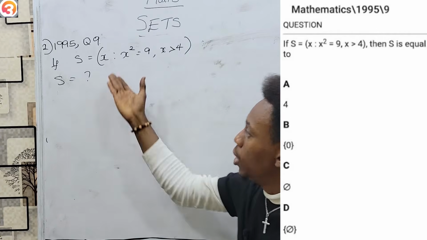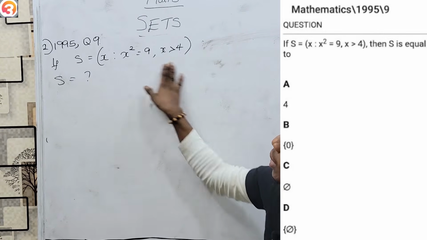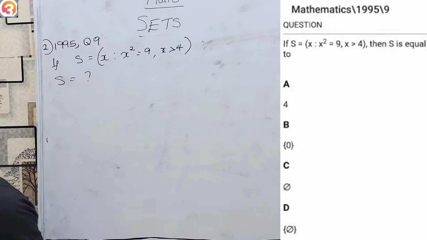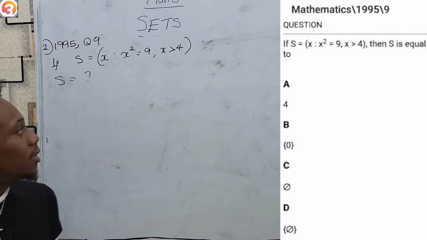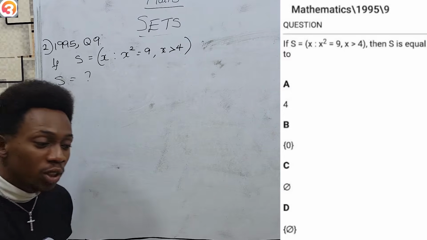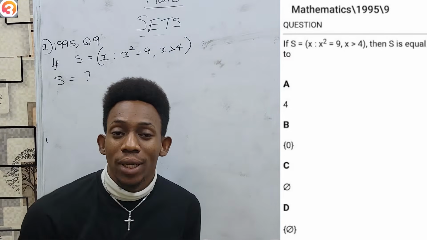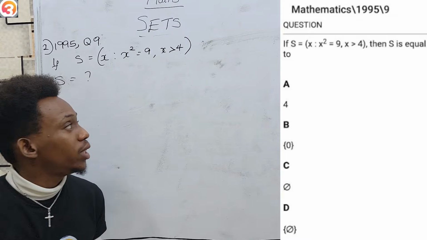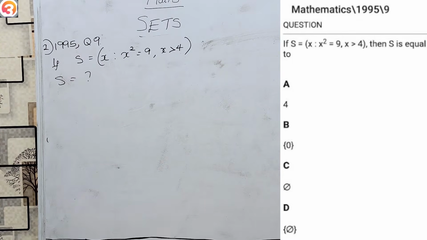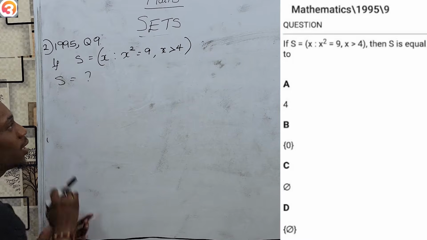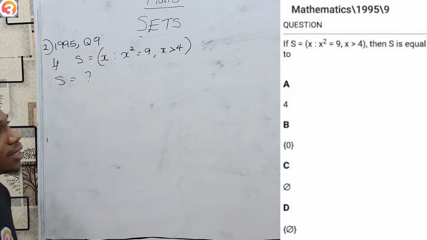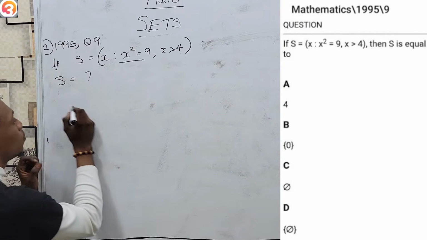If we have this now, what these numbers or letters within the brackets are telling me is that these are the properties of the set. Rather than just listing what the elements are, they actually give me the properties and tell me, based on these properties, to find what should be in the set. Now, what are the conditions? I want to find x, but x squared must be equal to 9 and x must be greater than 4. Let me start with this.